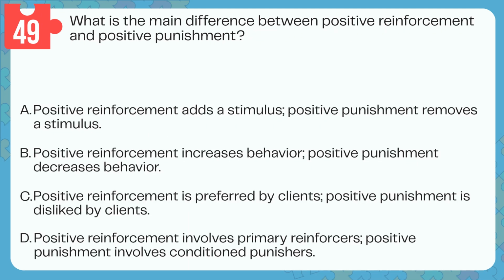Question 49. What is the main difference between positive reinforcement and positive punishment? A. Positive reinforcement adds a stimulus. Positive punishment removes a stimulus. B. Positive reinforcement increases behavior. Positive punishment decreases behavior. C. Positive reinforcement is preferred by clients. Positive punishment is disliked by clients. D. Positive reinforcement involves primary reinforcers. Positive punishment involves conditioned punishers.